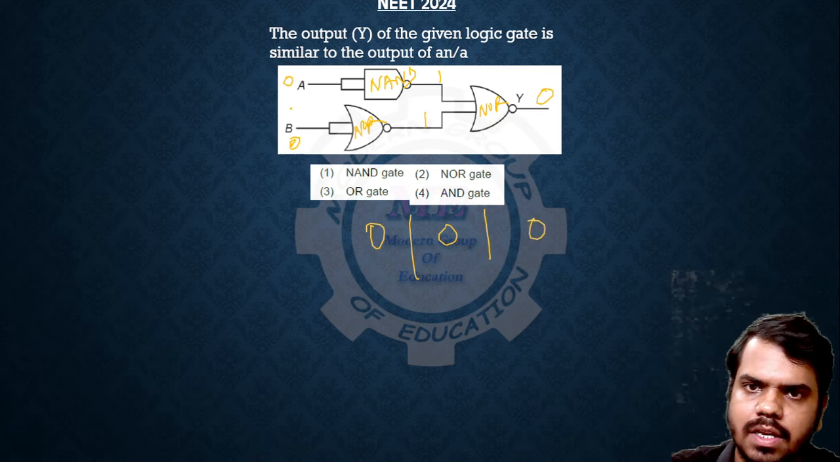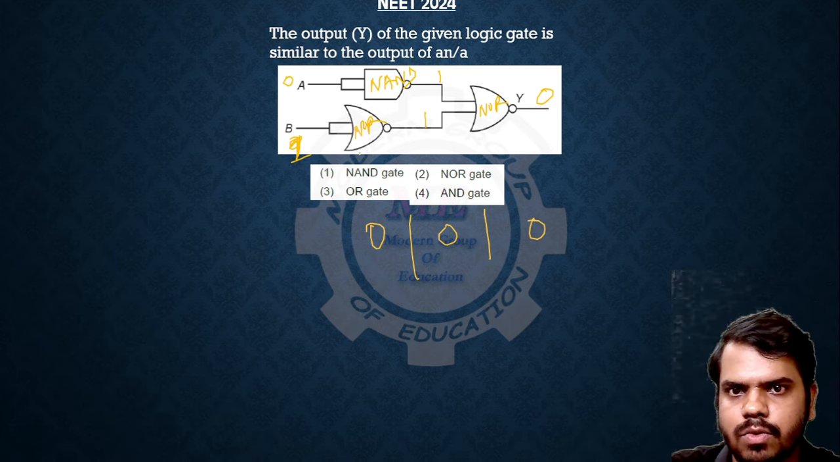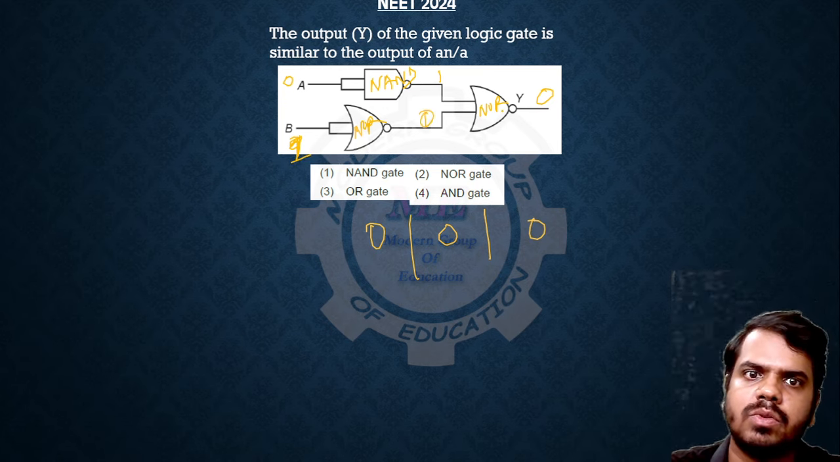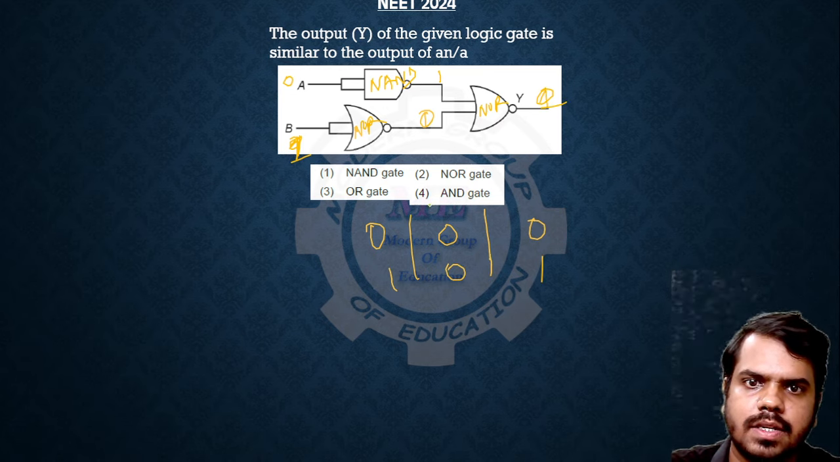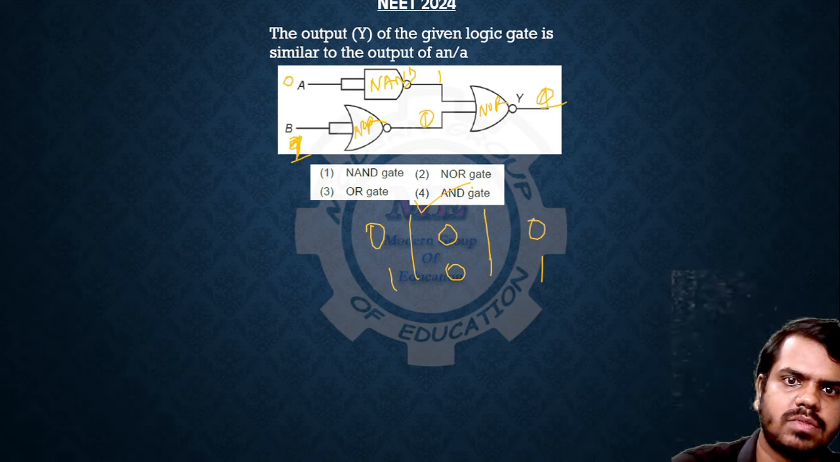Now checking with 1 1: 0 1 it will be 1, 1 1 it will be 0, 1 0 it will be 1. So the pattern is 0 1 0 1. Okay, so that means it is the option 4, the AND gate.